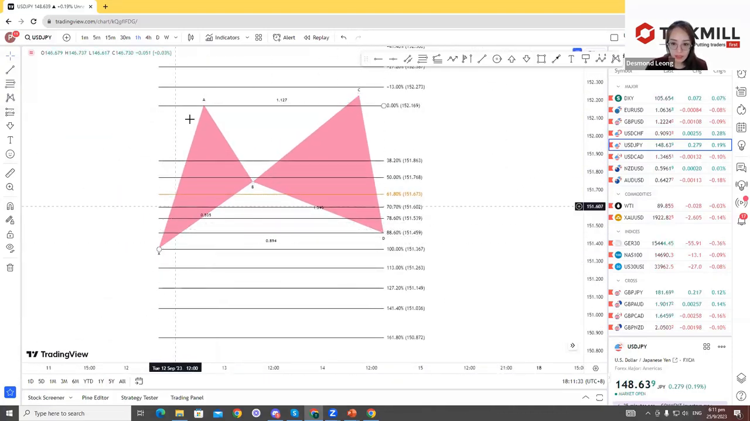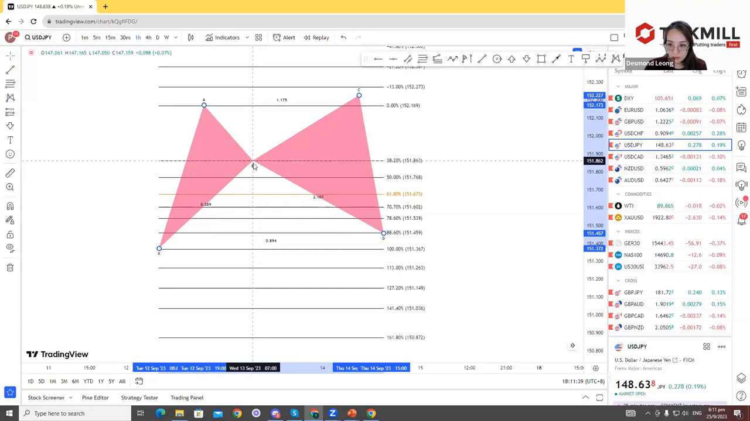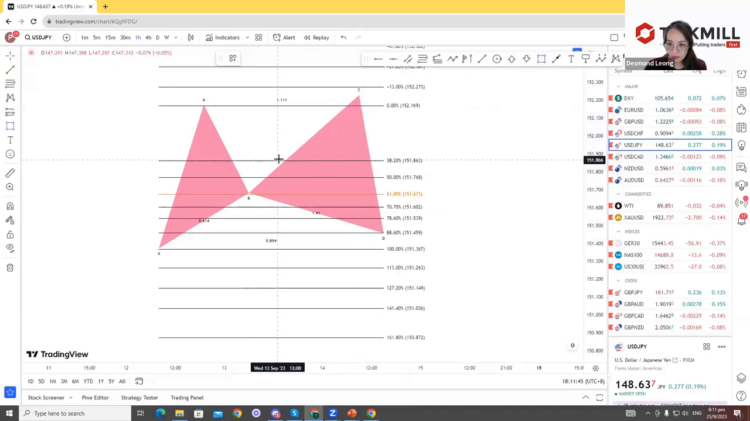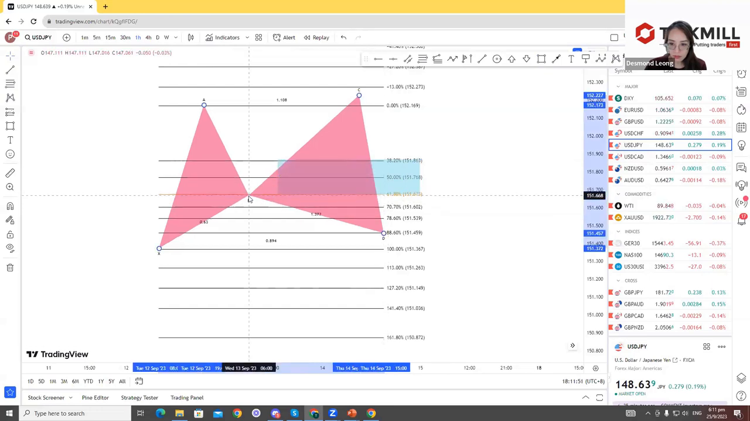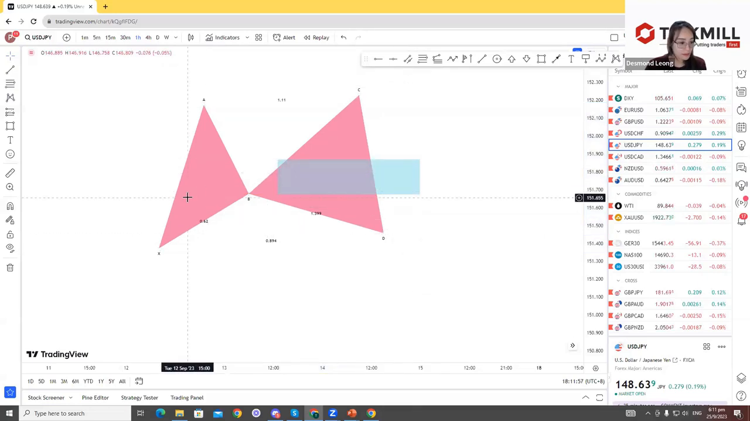So in this case, I just put the percentage for you. They say you get the B point, which retraces between 38 and 61.8%. So here is the area that it can be retraced, between 38 and 61.8%. Then you get the B point, here. And what about the C leg? How do you get the C leg?